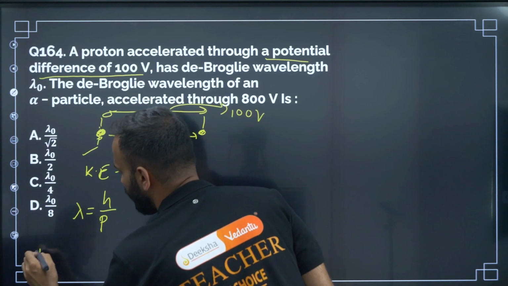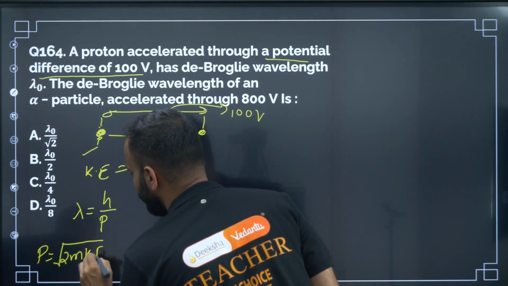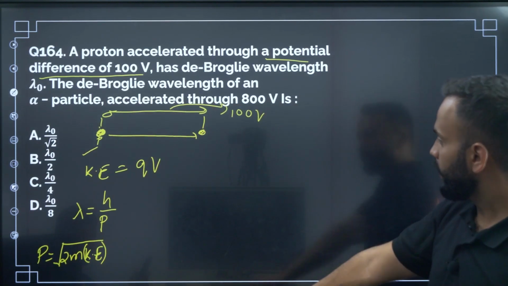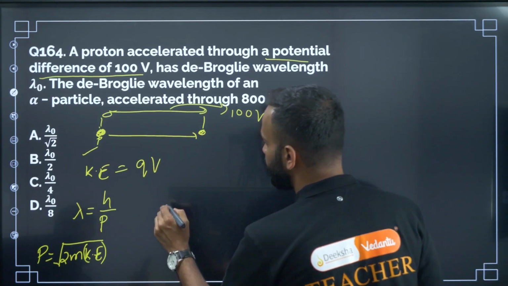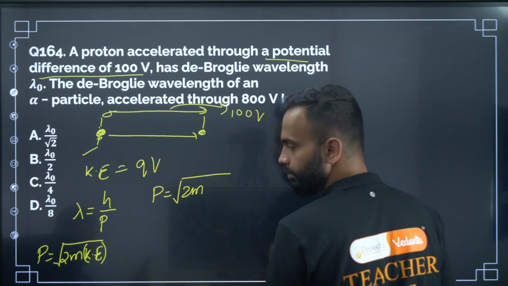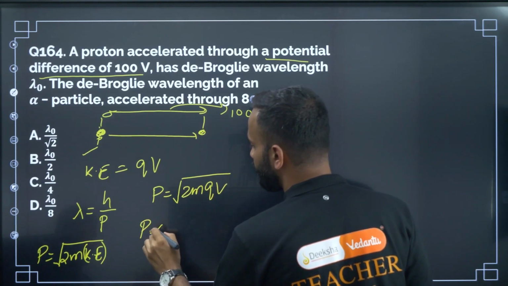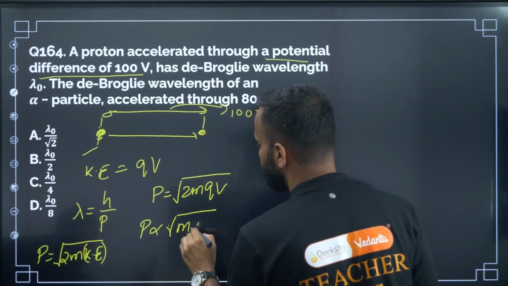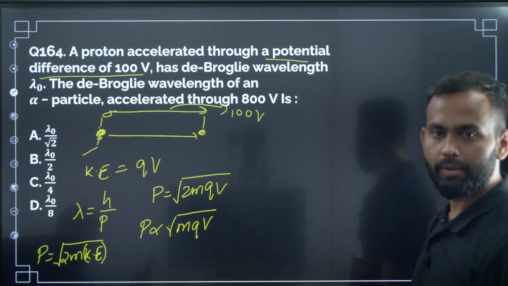We know that momentum can be written as root of 2m into kinetic energy. Here the kinetic energy is equal to the electrical potential energy, so momentum p can be written as root of 2m into q into v. From this we can conclude that momentum is directly proportional to root of m into q into v. That's it. Now we can easily find the de Broglie wavelength.